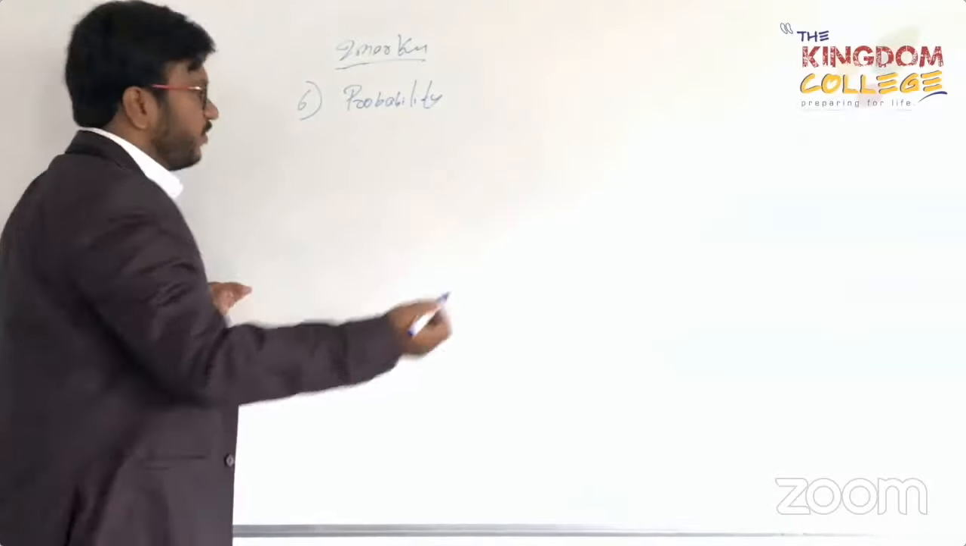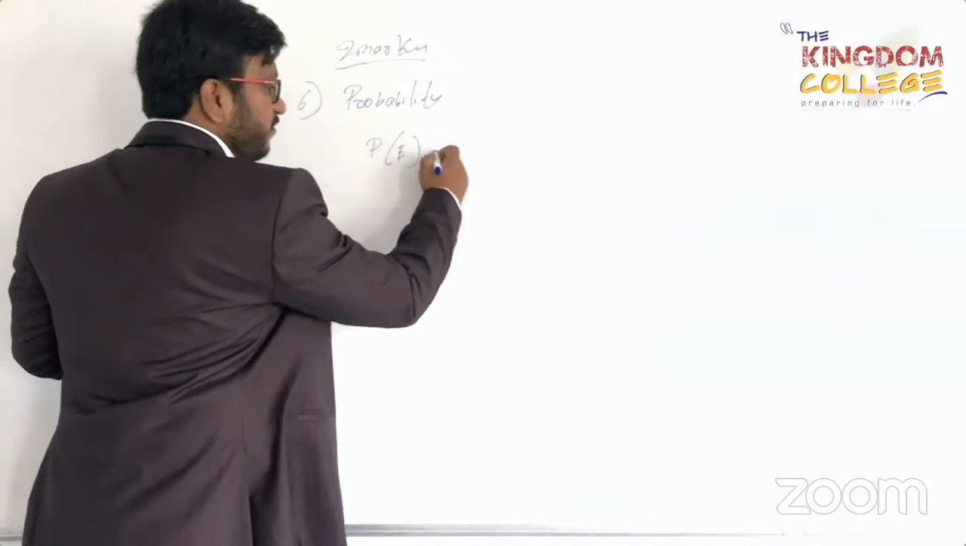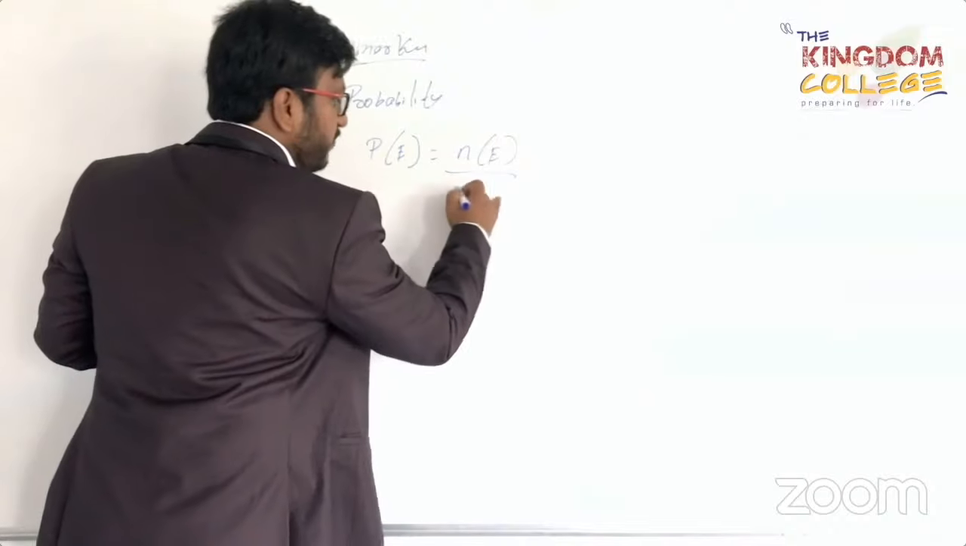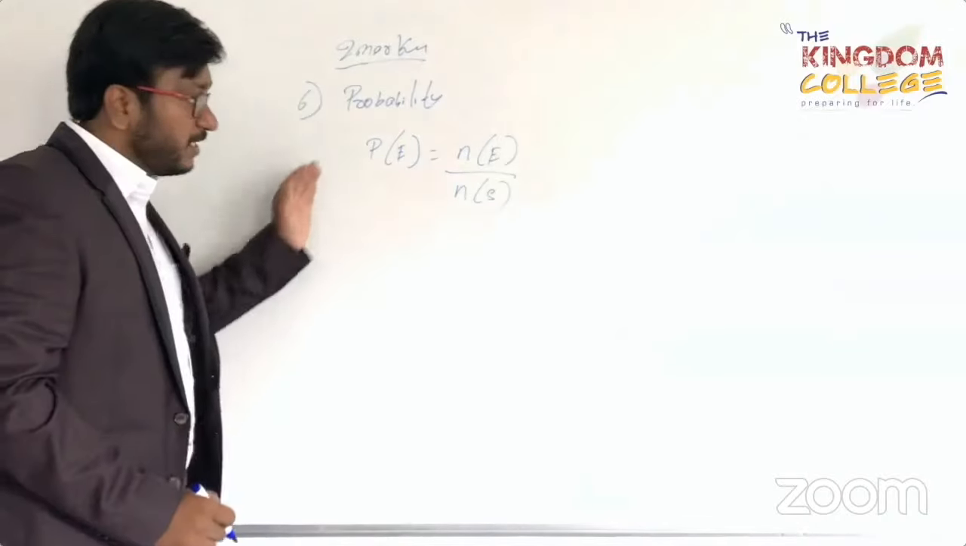And the next one will be from the chapter called probability. In probability, you have just one formula. Probability of any event will be what? Number of favorable events divided by the total number of events. That will be the question.